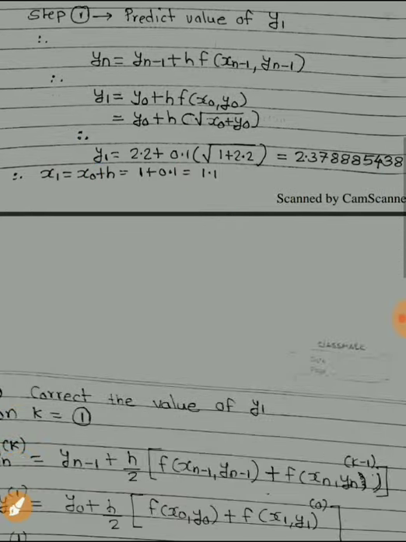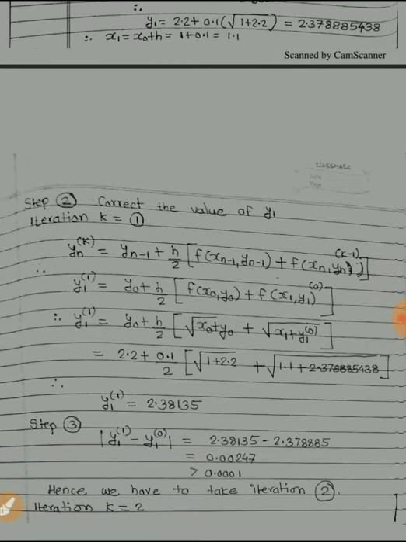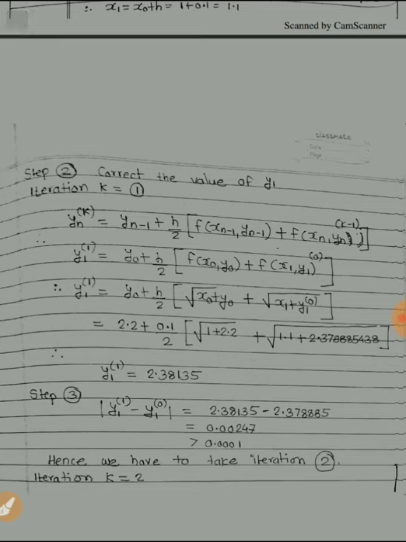Now if it is equal to 1.1, then the further stage is to correct the value of y. To correct the value of y, what I need to do is, first thing, I have completed my first iteration here.